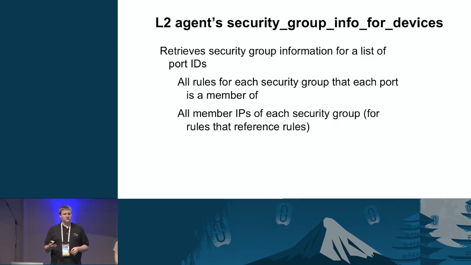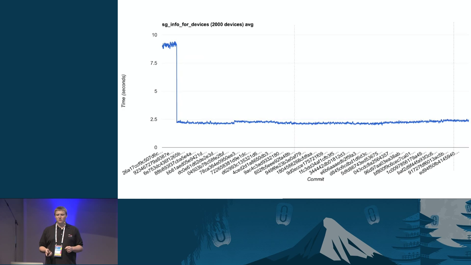The L2 agent's security group info for devices call is pretty easy. It's just get all the security group information for a given list of port IDs. This includes all the rules for each security group that the port is a member of, and then all the member IPs of each security group, so they can know if someone has a rule that says allow everybody from this security group, they get a list of IPs that need to be converted into iptables rules.